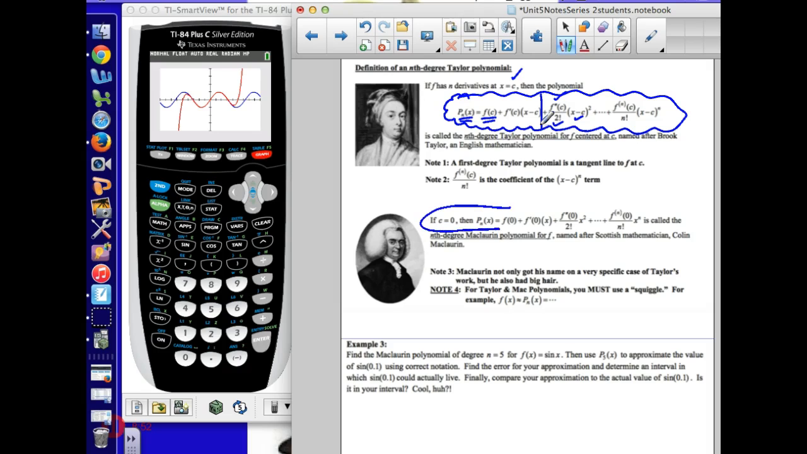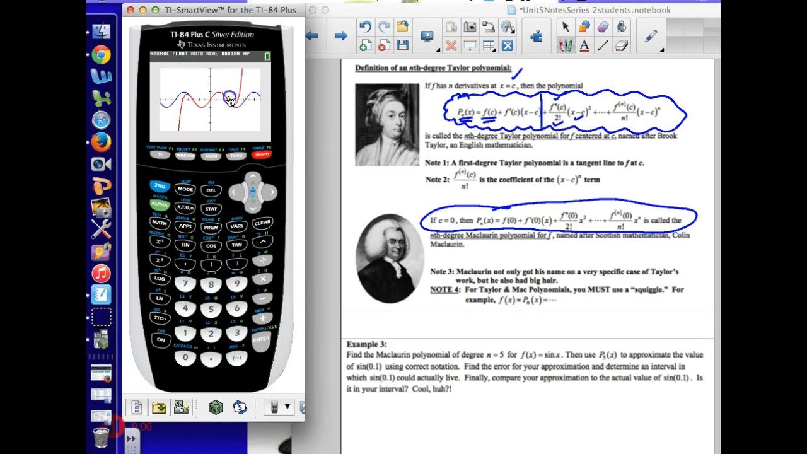So every Maclaurin polynomial is a Taylor polynomial. Every Taylor polynomial is not a Maclaurin. Maclaurin has to be centered at 0. Taylor polynomials, we can offset them a little bit. So for a Taylor polynomial, we can center it maybe at 3. I don't know why it won't allow me to write on that, but it won't allow me to write on my graphing calculator.